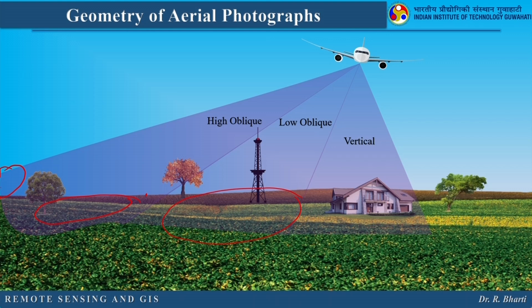In case of vertical photograph, you are actually following the nadir, right. So nadir will be the center of your photograph. If you do that, then only the rooftop of this particular house will be visible in your vertical photograph. Whereas in low oblique photograph and high oblique photograph, you can see the base as well as sides of the objects. So this is the basic difference between vertical, low oblique, high oblique photographs, right. Let us understand in detail these vertical and oblique photographs.